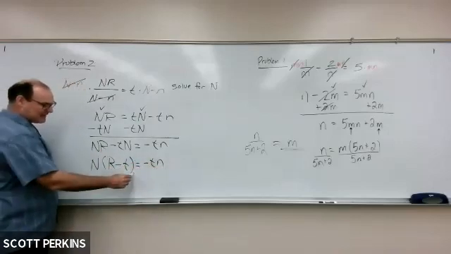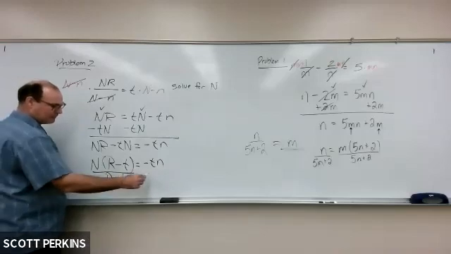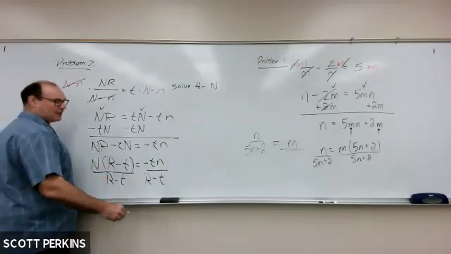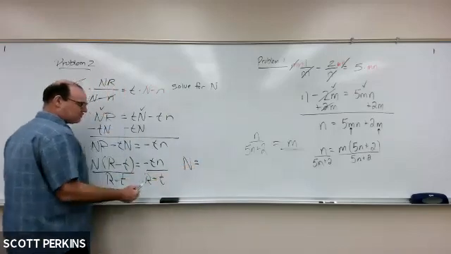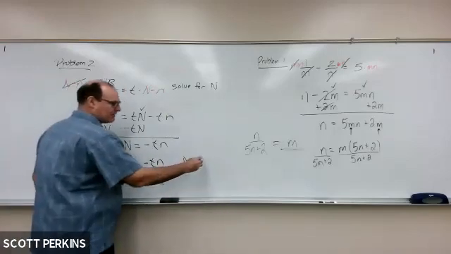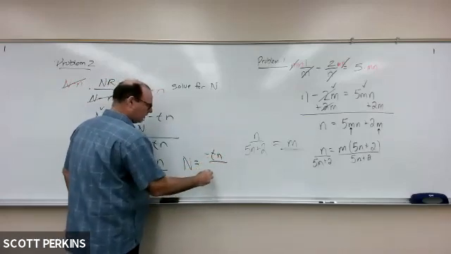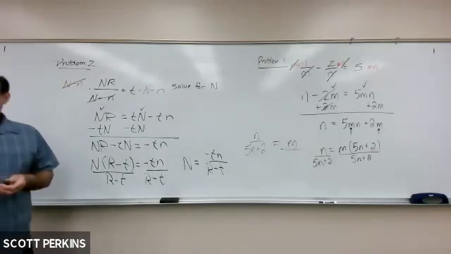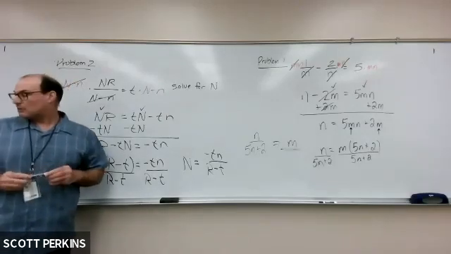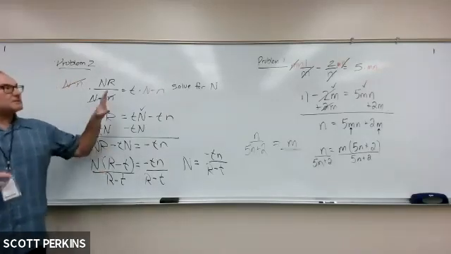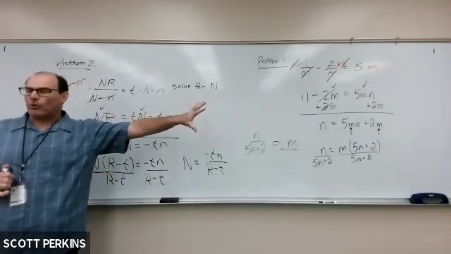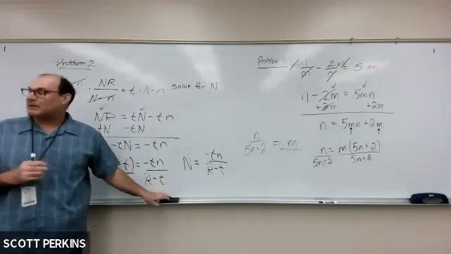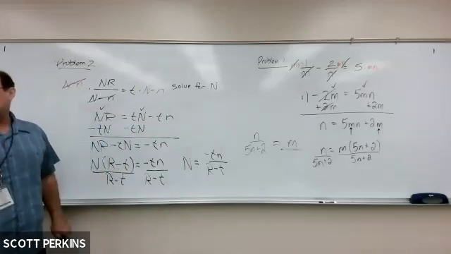And last but not least, I divide. And I have my capital N is equal to this chunk right here. Negative Tn over R minus T. So this is solving these formulas for different variables, putting in values and solving like we did. This is the first part of section 6.5.